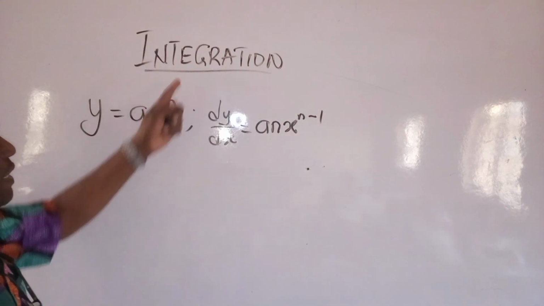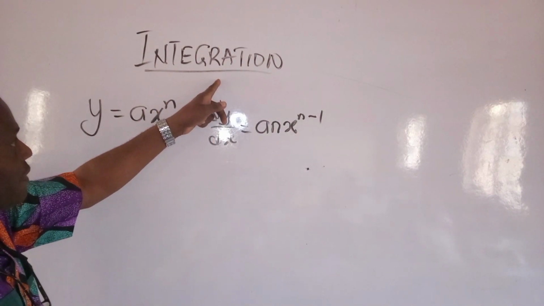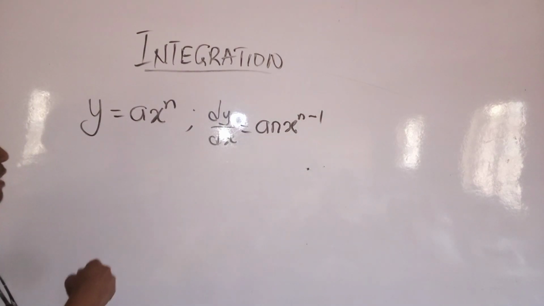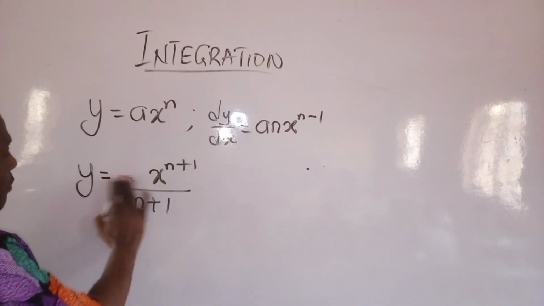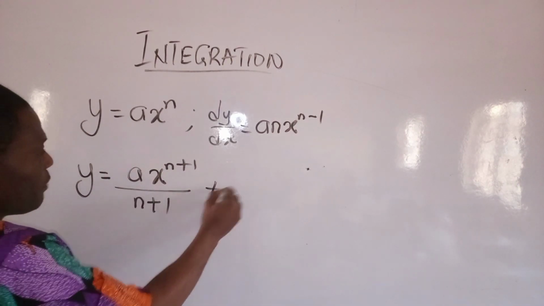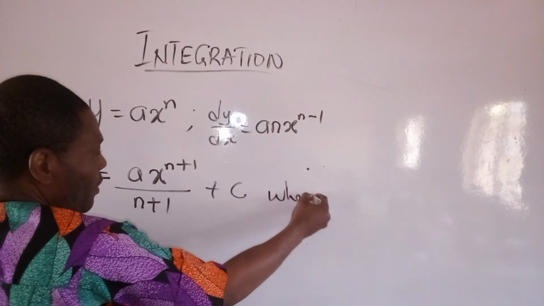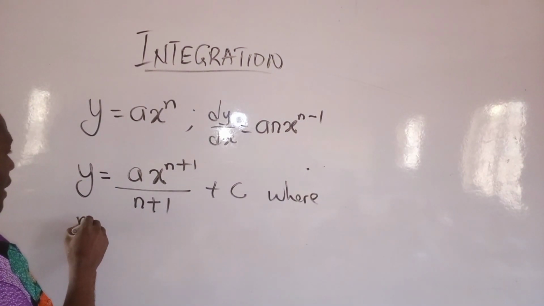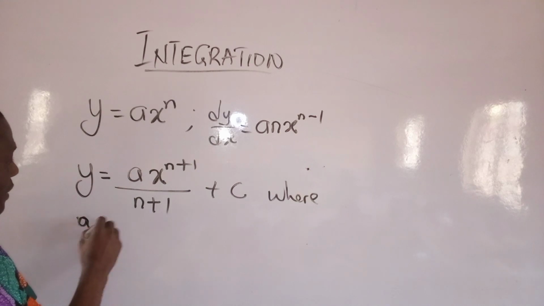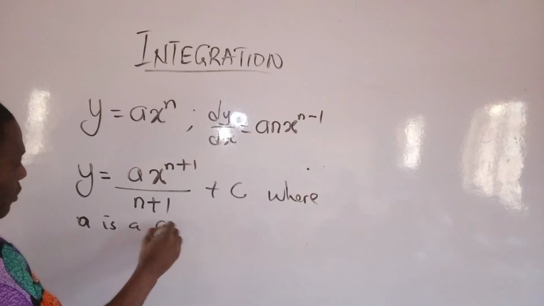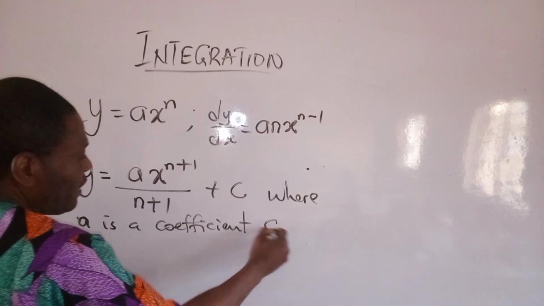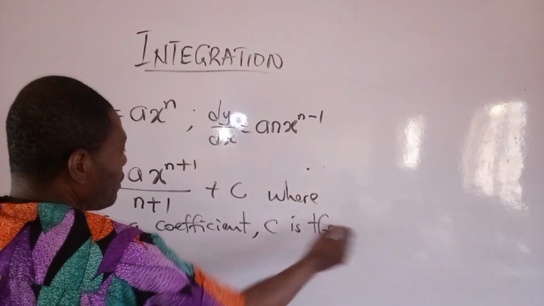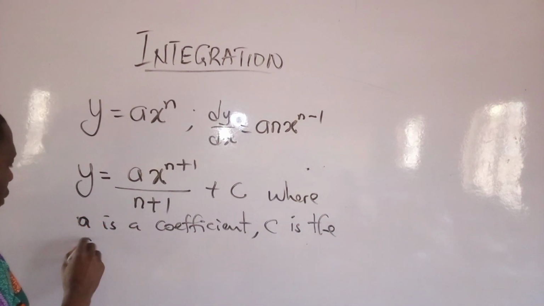Now, if I want to get the integration, which is an anti-differentiation, I will say y equals ax^(n+1) divided by n+1, and this must be accompanied with plus c, where a is a coefficient and c is the constant.